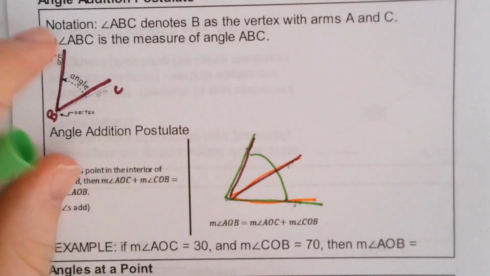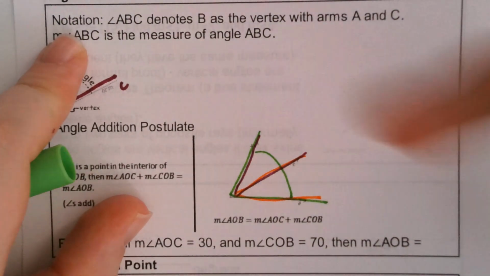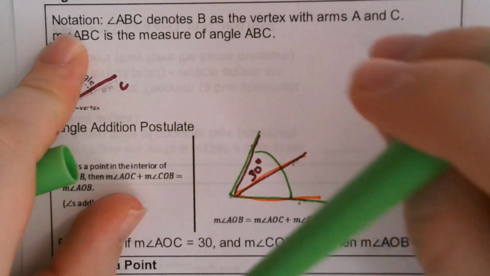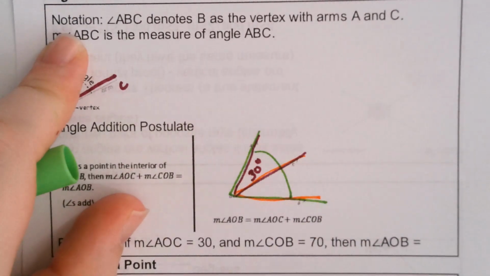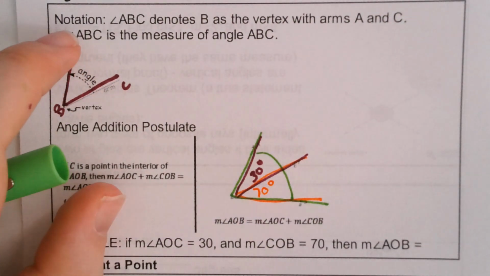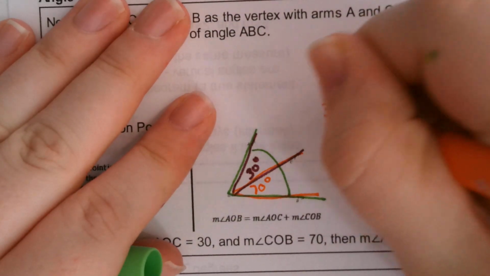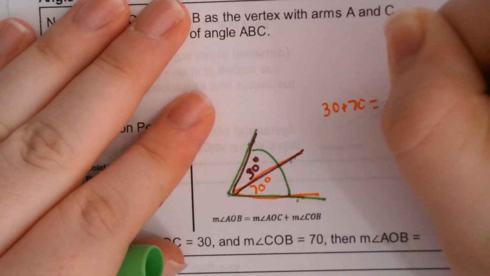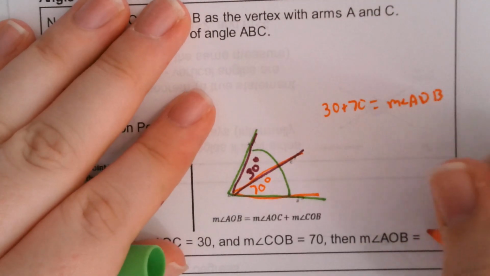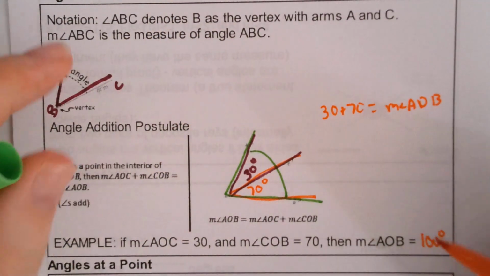So it tells us that AOC is 30 degrees, and COB is 70 degrees. We want to know the total of AOB. So we just add together 30 plus 70, which is the measure of angle AOB. 30 plus 70 is 100. So AOB is 100 degrees.